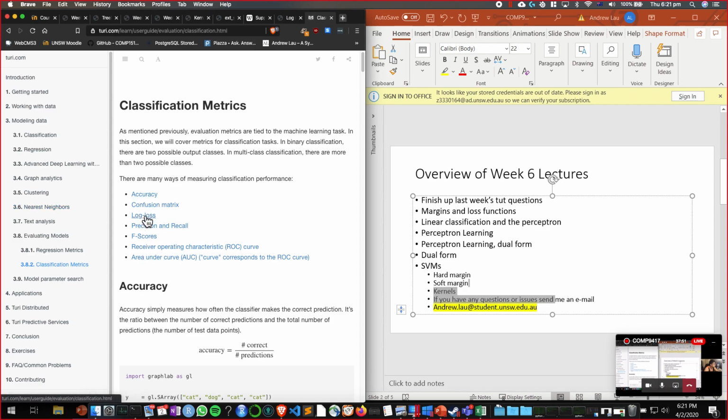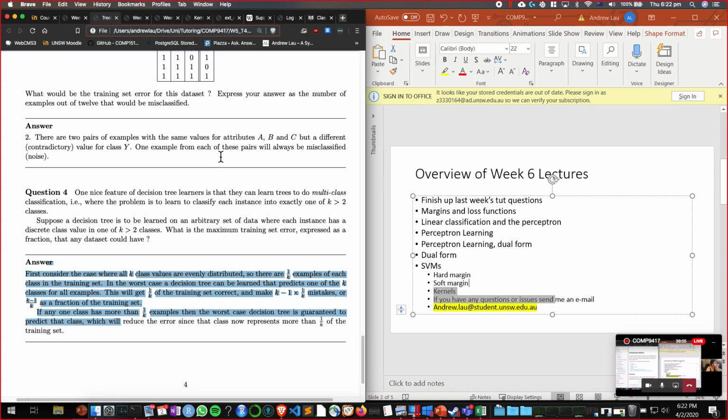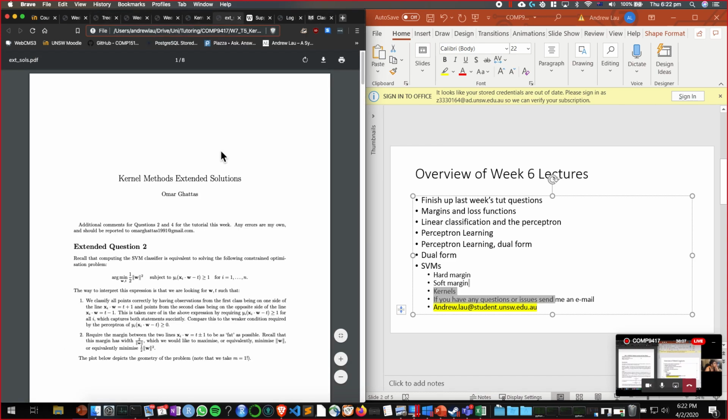So we've seen a bunch of these metrics. We've seen the ROC. We've talked about log loss. F-score we've seen somewhere. Accuracy we've seen. Precision recall, which is related to this, we've sort of seen. Okay, back to the slides.